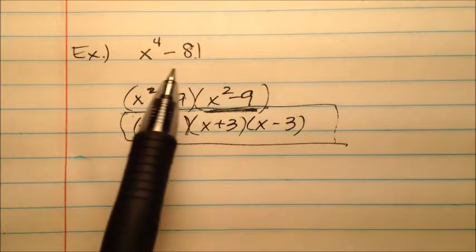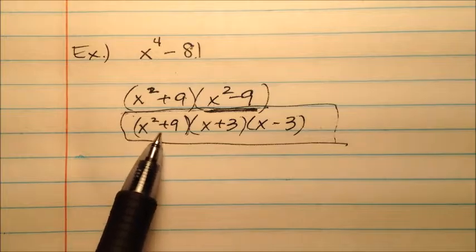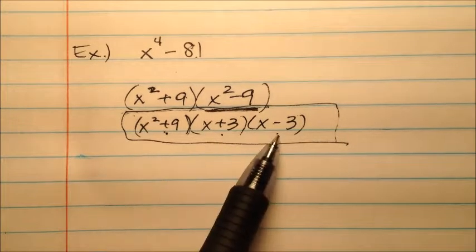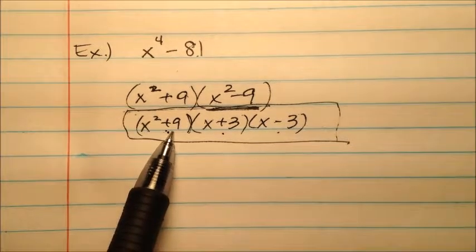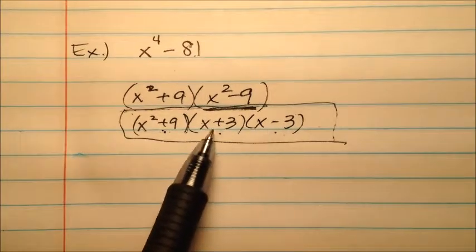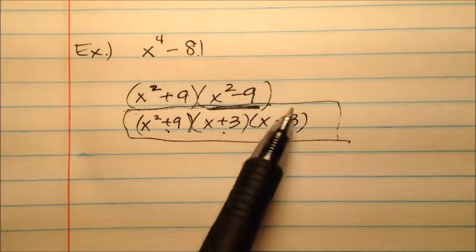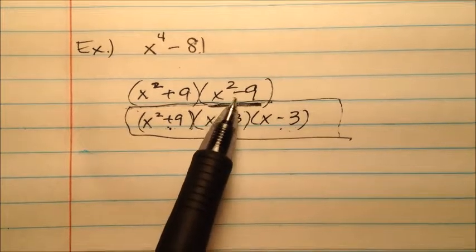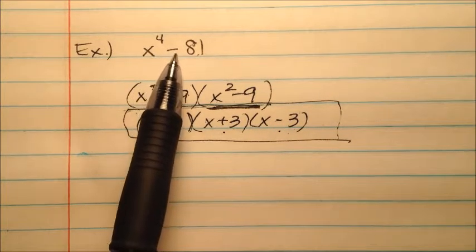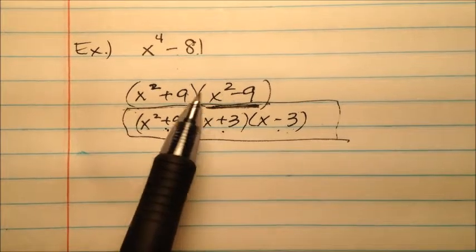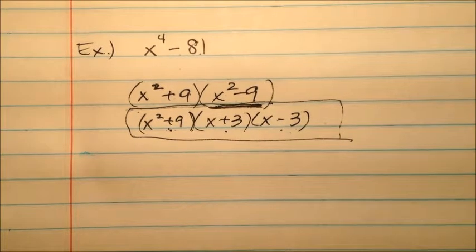So the complete factoring for x to the fourth minus 81 actually has three different quantities that are all being multiplied together. It's x squared plus 9, and these other two, the x plus 3 and the x minus 3, which we found because we had this x squared minus 9. On the initial difference of squares, one of the factors was another difference of squares. So always make sure to watch out for that when you factor.